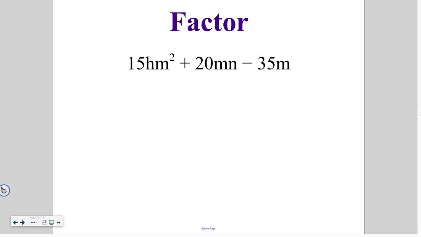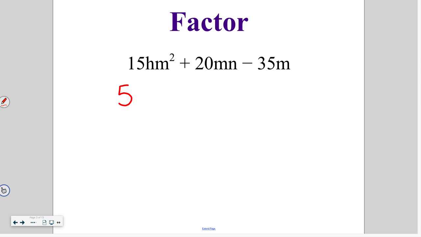The idea of factoring using the distributive property is actually undoing the distributive property. So like I said in the last video, the GCF is going to be a huge factor for us throughout this entire chapter. So what we need to do is find the GCF of these three terms. First we're going to look at the numbers, which are 15, 20, and 35. We're looking to see what those numbers have in common. They all have a 5 in common.